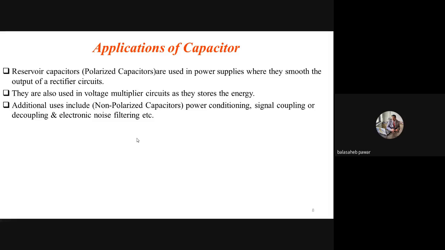So the applications of a capacitor: it is basically used as a reservoir, or we can say for energy storage purposes. Polarized capacitors are mostly used in various DC power supplies. You might be somewhat familiar with the rectifier circuit. In that, a filter is used, that is a capacitor kept in parallel to the output of the rectifier, or in parallel with the load resistance, for smoothing the pulsating DC into pure DC, right? And various voltage multiplier circuits are also there. So these polarized capacitors are mostly used for energy storage purposes.